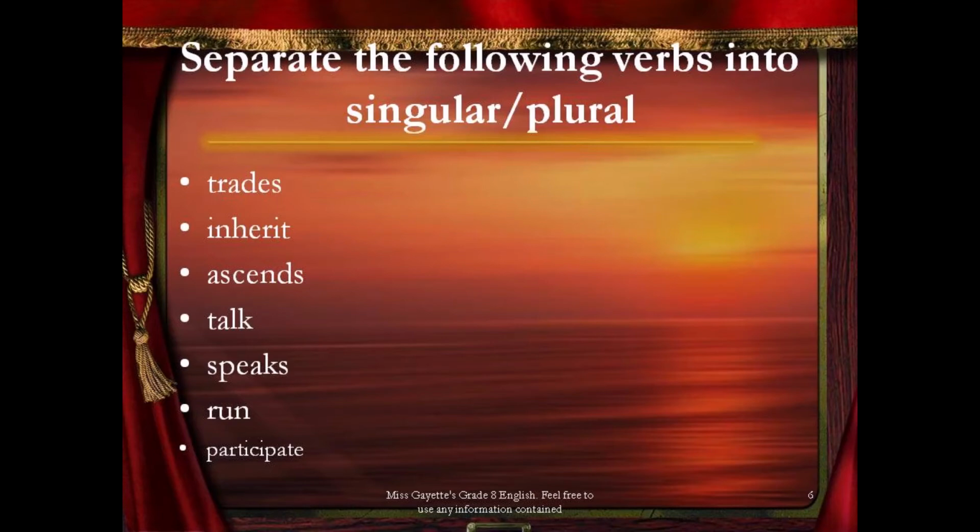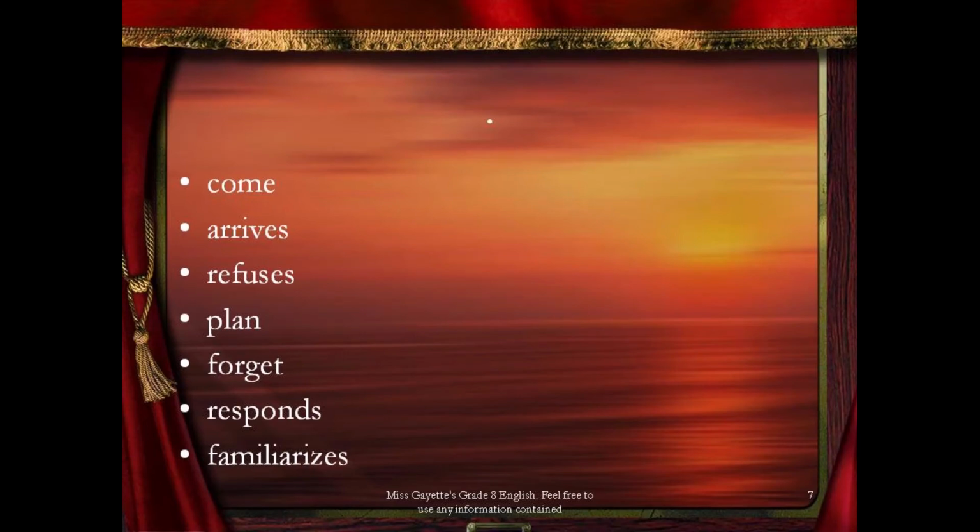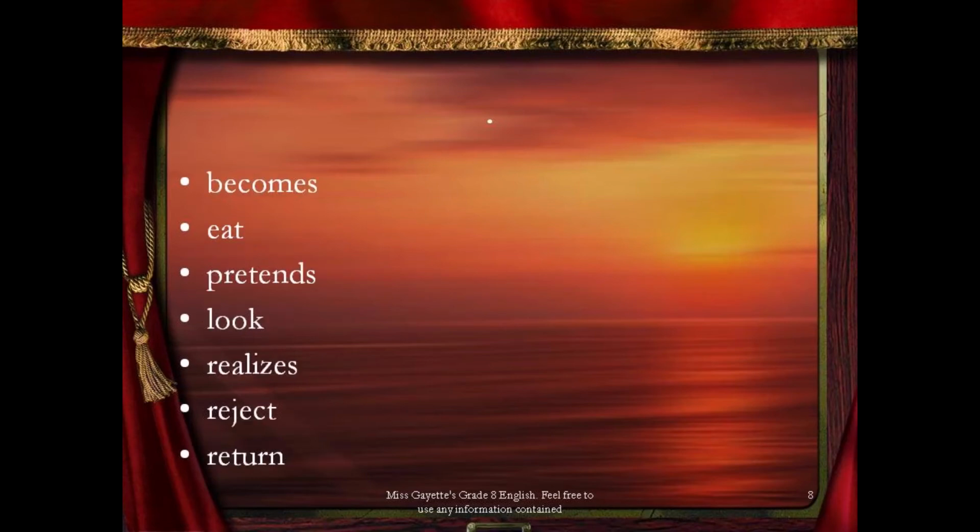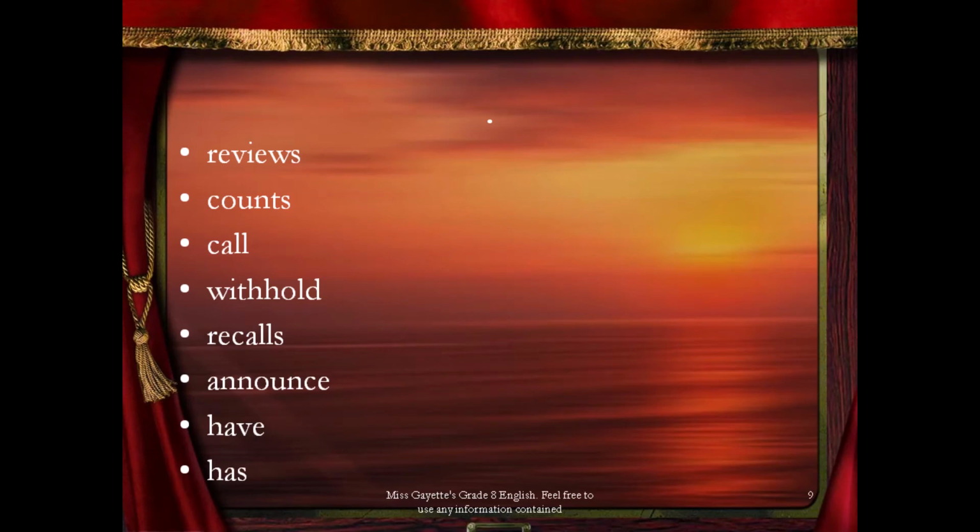So here is the list of words. Trades, inherit, ascends, talk, speaks, run, participate, come, arrives, refuses, plan, forget, responds, familiarizes, becomes, eat, pretends, look, realizes, reject, return, reviews, counts, call, withhold, recalls, announce, have, has, and remember what we said about state of being verbs.